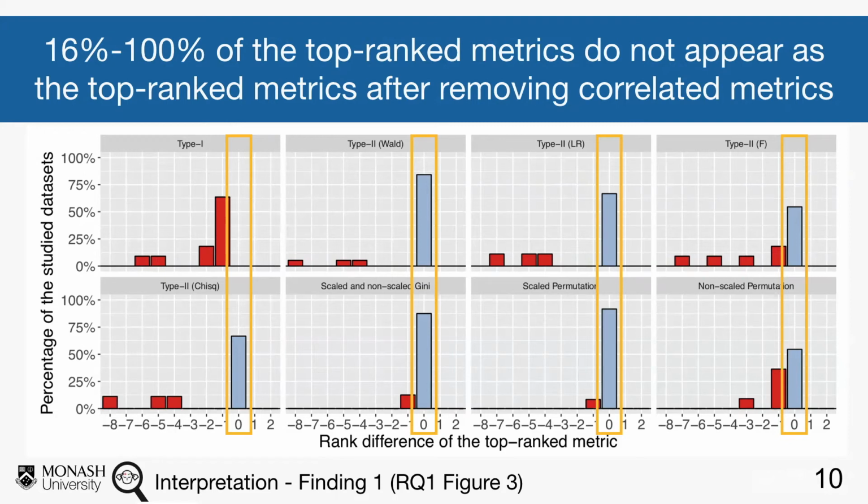We find that 16 to 100% of the top rank metrics do not appear as the top rank metrics after removing correlated metrics. This highlights the risk of not mitigating correlated metrics, especially for ANOVA type 1.